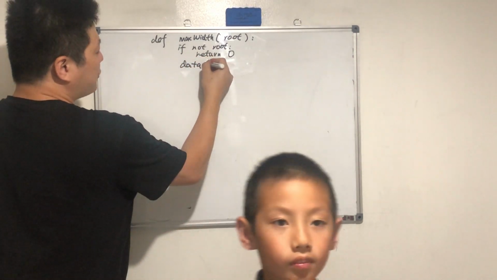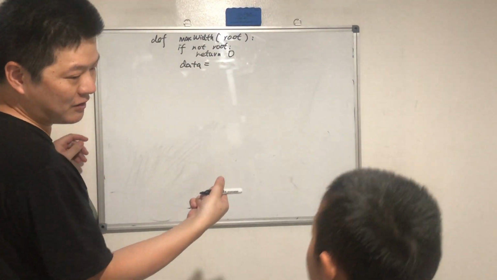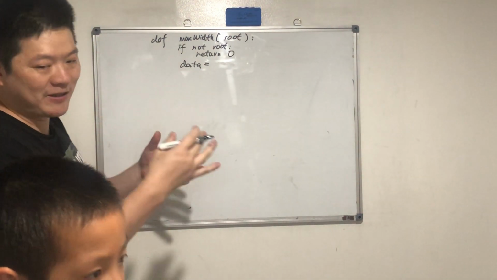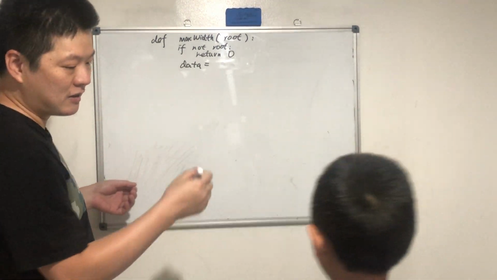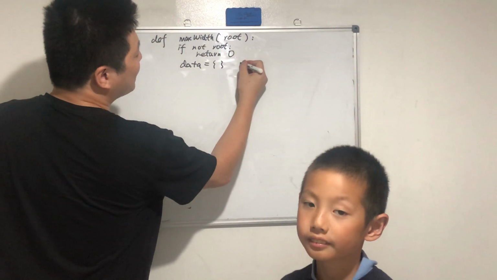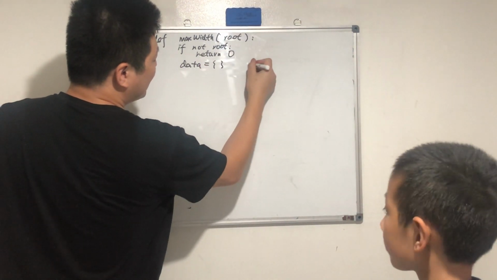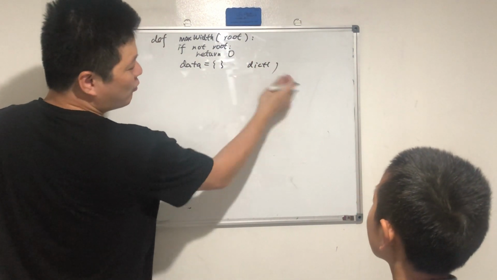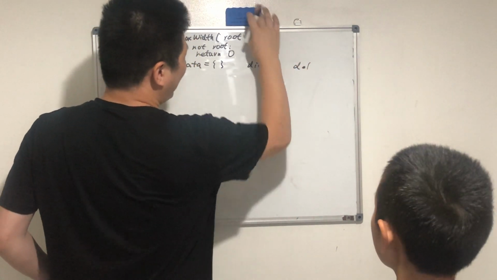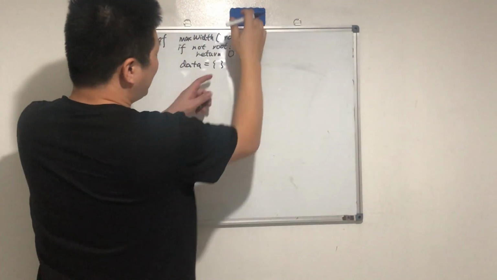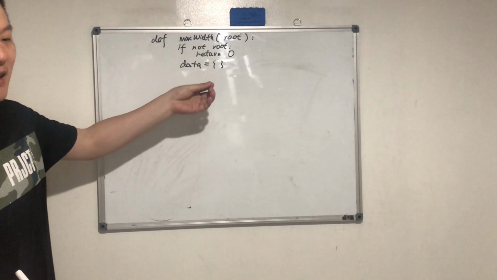As I said, how do you define a dictionary? Just do the curly braces. Or you can do this, this also works, or defaultdict. But the easiest way is to use the curly braces. It means that it's a dictionary.